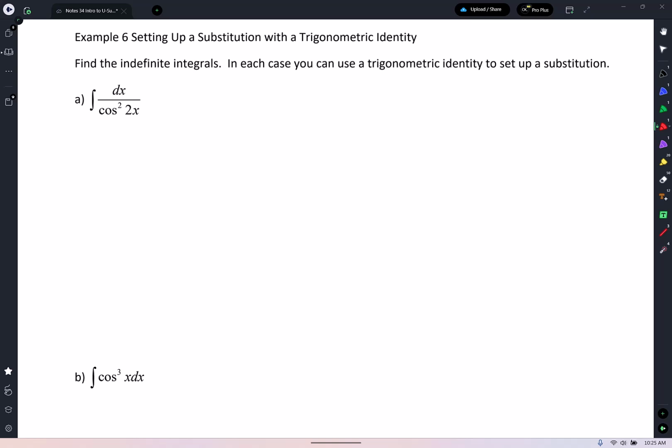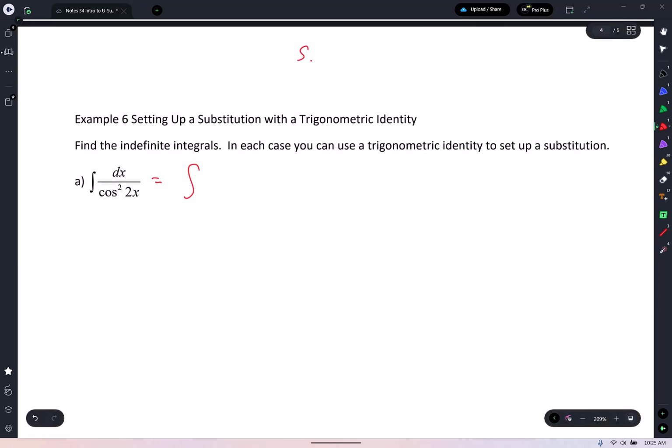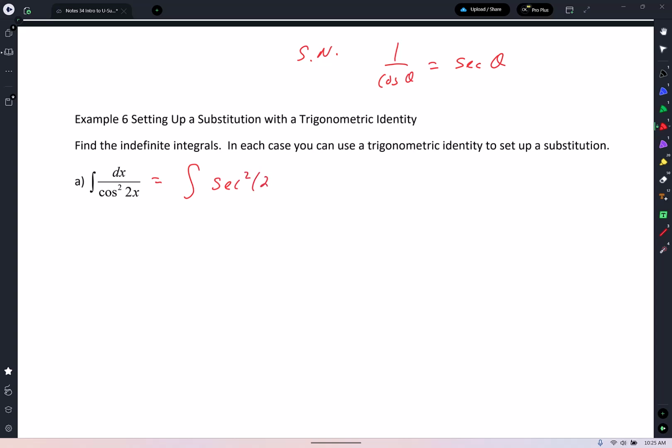All right, here we go. I'm gonna rewrite this. So how are you gonna rewrite it? I'm gonna write it like this: integral 1. Side note: 1 over cosine theta is equal to secant theta. That way you guys can hopefully see it. I'm kind of on the fence on whether we need to use u sub, but if you see it, go ahead. You don't need to do u sub.